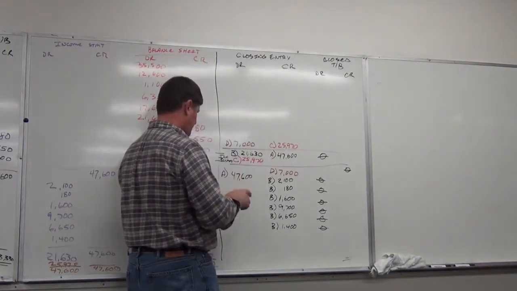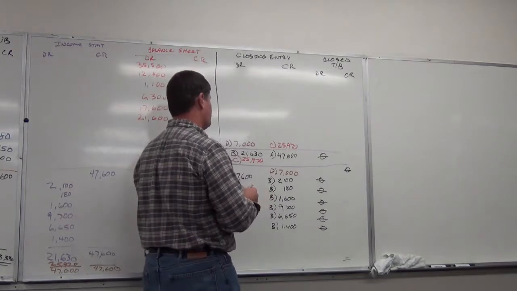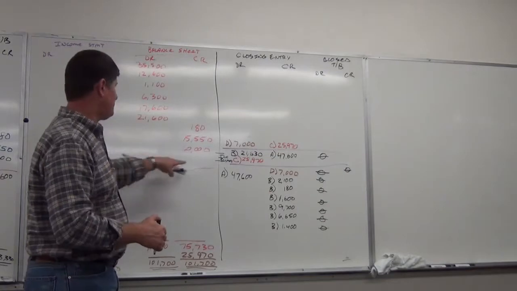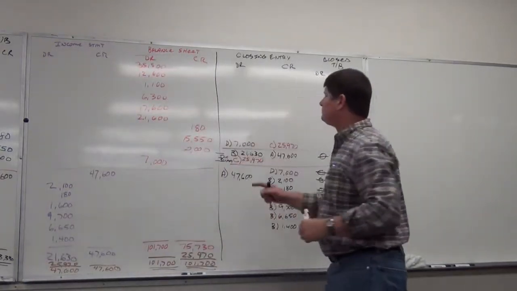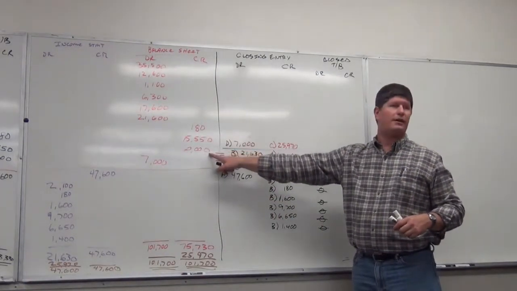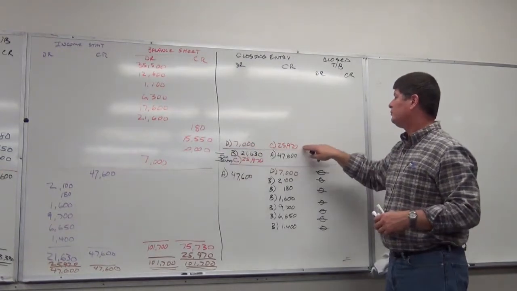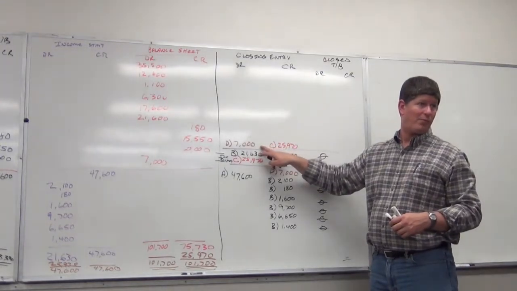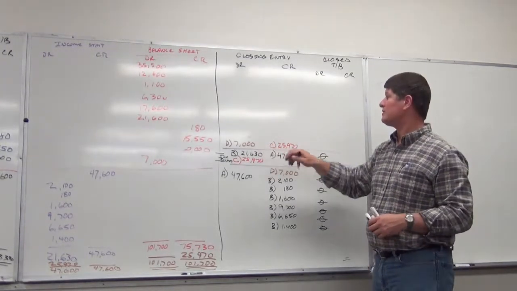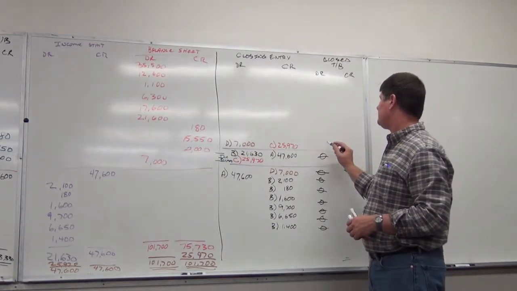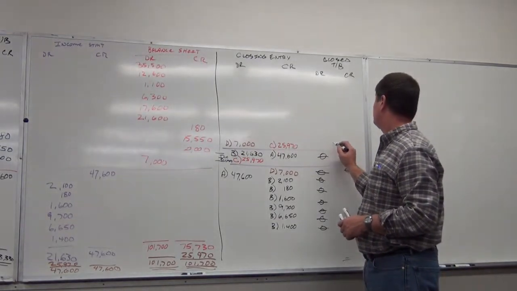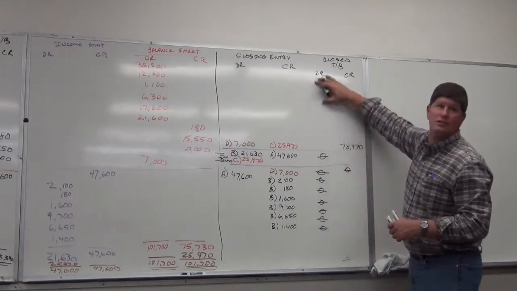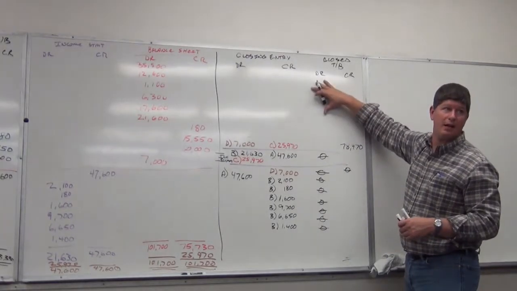So, once I close the drawing account, what's the balance in the drawing account? Zero. Okay. This becomes zero. What's the balance in my owner's capital account? 60,000 plus 25,970 minus 7,000. Everybody see that? Okay, what does that equal? 78,970. Did I make any changes to the balance sheet accounts up here, the permanent accounts?